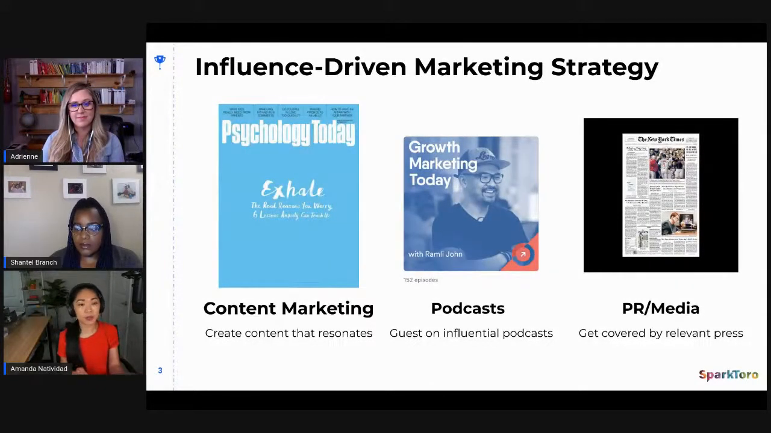Here are some examples of having this influence-driven marketing strategy. Content marketing: traditionally in a content marketing strategy, you would do some keyword research and have an SEO-focused strategy, which yes, you can still do. But you can also layer on the notion of influence. If you look at what your audience is reading, let's say your audience reads Psychology Today, you might want to use that to inform some of your messaging, some of the topics, and to help position yourself as a thought leader. Other sources of influence: podcasts, especially niche or industry-driven podcasts.